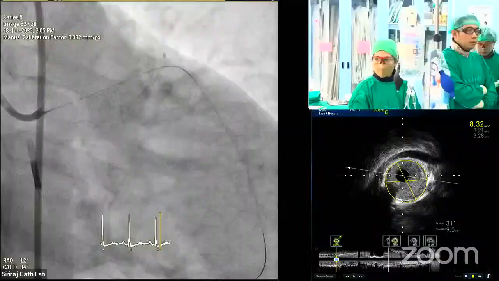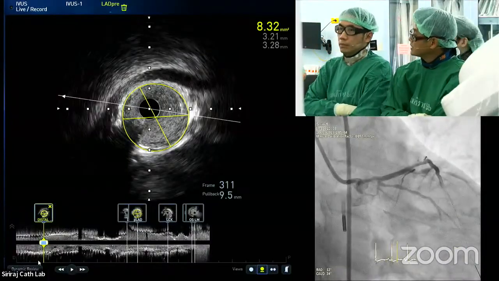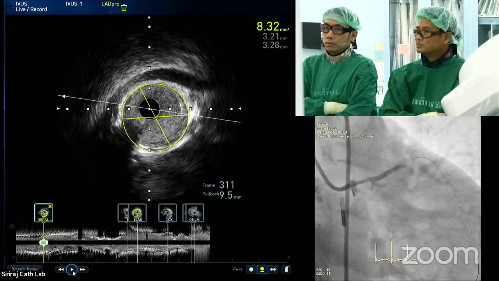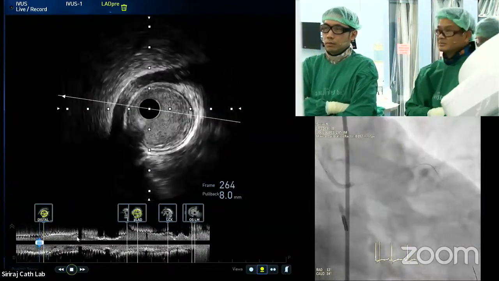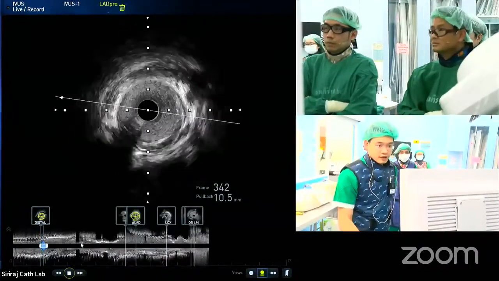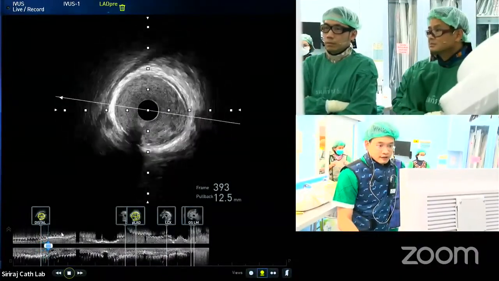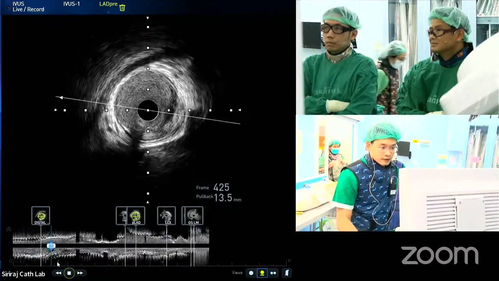If we can, switch the one, yeah, will be the LAD to left main. Yes, from the LAD to the left main here. Okay, Dr. Priya can present. Okay, the first one here. This is normal, normal area. And this is where the reference vessel is.